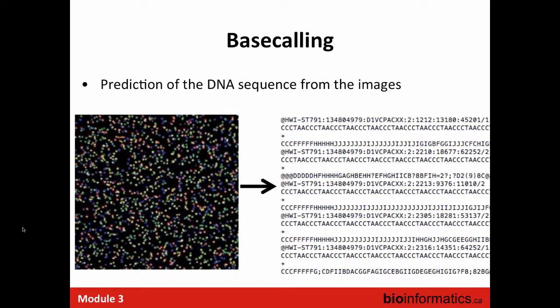That's right. Yeah, so the cycle-based chemistry is, it'll flow nucleotides on there. They'll get incorporated. A laser will excite them. It'll image them. And then there's a blocking group that doesn't allow the DNA molecule to grow any further. That blocking group then gets removed, and then the cycle continues.